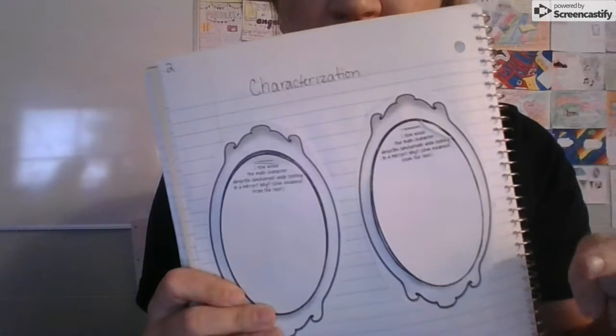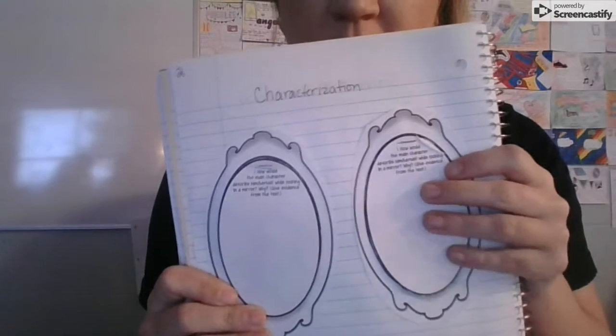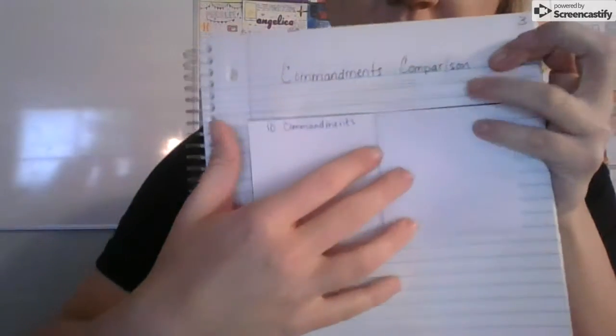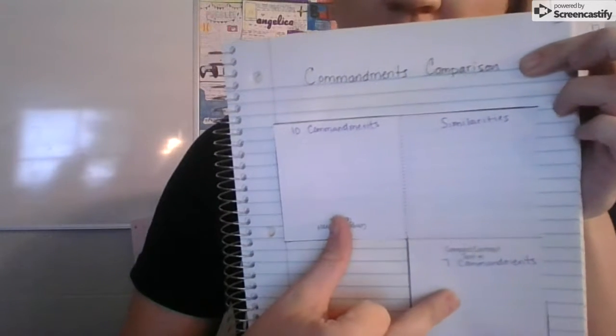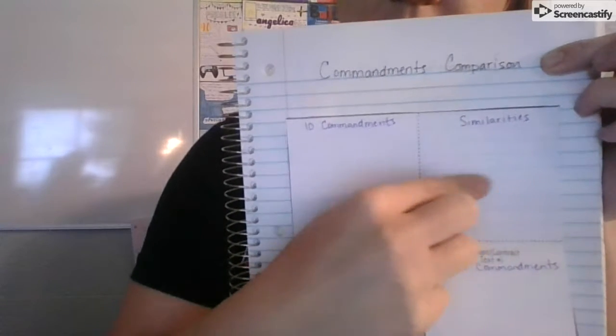You could choose Moses, Molly, Boxer, or Old Major, and do the same activity in this mirror with one of those 4 characters from Animal Farm. The 10 Commandments comparison, we did this square foldable, and we looked at the 10 Commandments from the Bible and the 7 Commandments of Animalism from Animal Farm, and we compared them. These 2 boxes here are what was different about each one, and this box here is the similarities. Think of it as a Venn diagram, right?